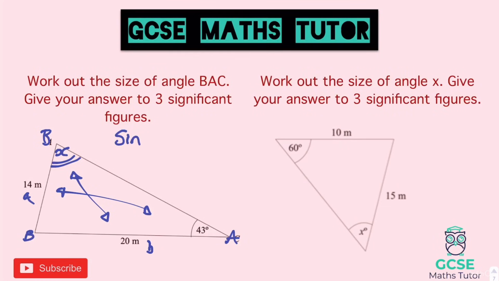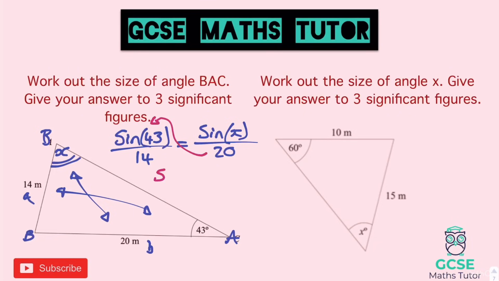but we've got sine 43 over the opposite to that, which is 14, and that is equal to sine x over the opposite to that, which is 20. And then again we've just got to rearrange this, so let's get the 20 up to the top. So we have 20 sine 43 over 14, and that equals sine x.